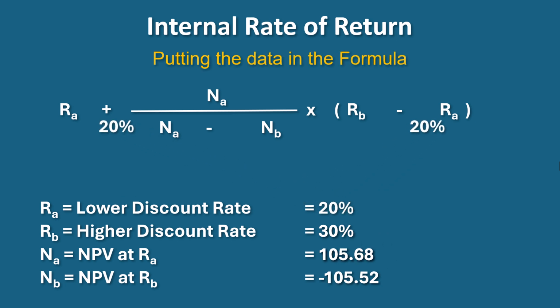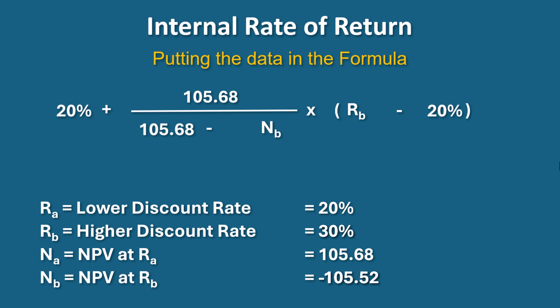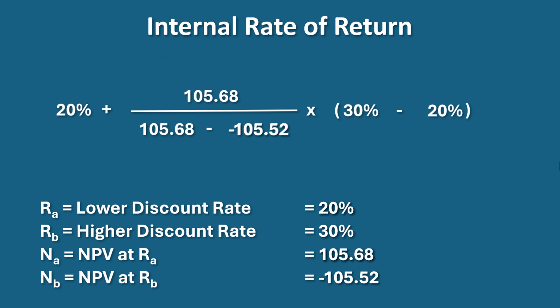First of all, let's put the data in the formula. Lower discount rate equal to 20%. NPV at lower discount rate equal to 105.68. NPV at higher discount rate equals minus 105.52, and higher discount rate equals 30%. Now, let's calculate the equation. First of all, we have minus 105.52. Minus signs are multipliers, it will become plus. Then 30% minus 20% equals 10%.